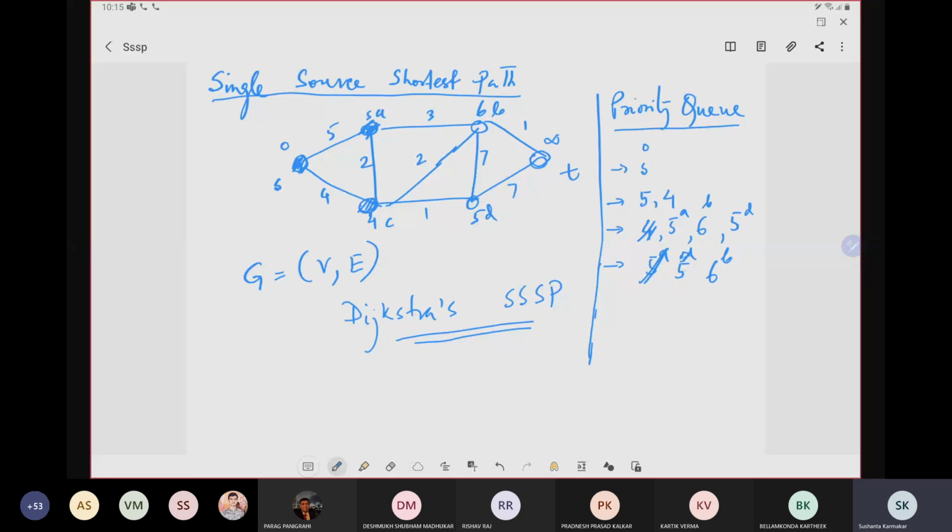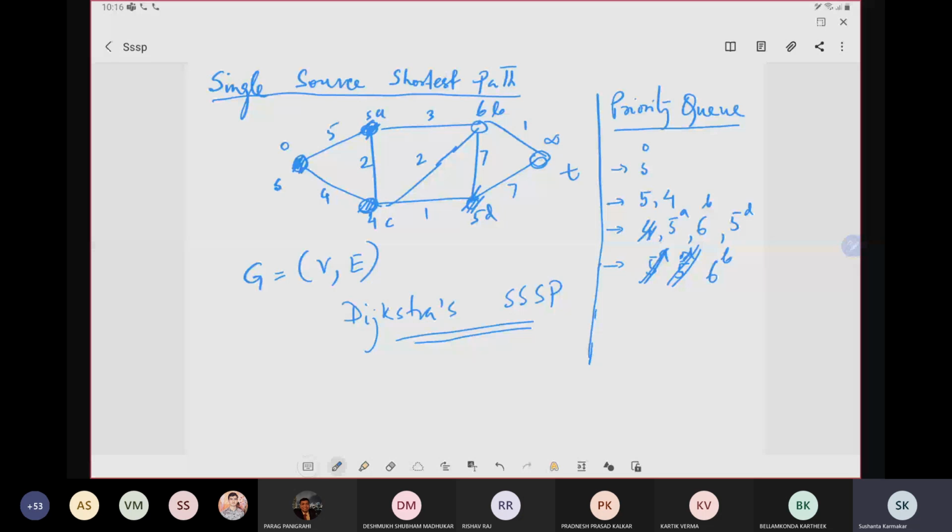Then this 5D is extracted from this priority queue. So this I make permanently visited. And then from this 5D node, I try to update the distances of unvisited neighbors. So unvisited neighbors are this B and this T. So B is at a distance 5, so this will make 7 plus 5, 12. Its current distance is 6, so better not to update.